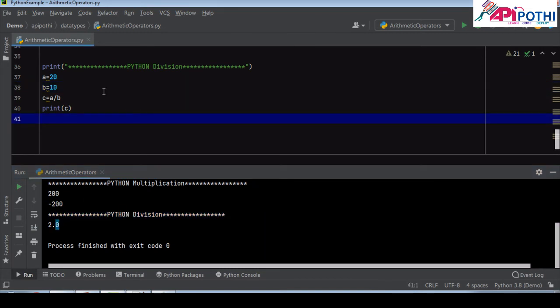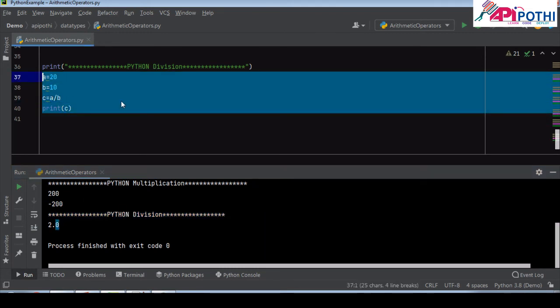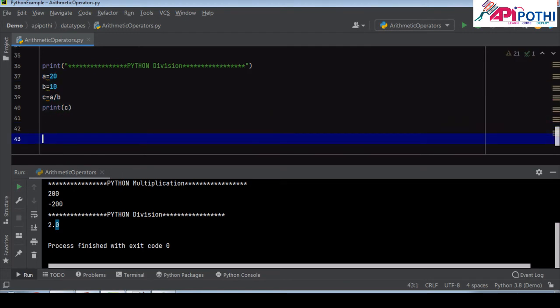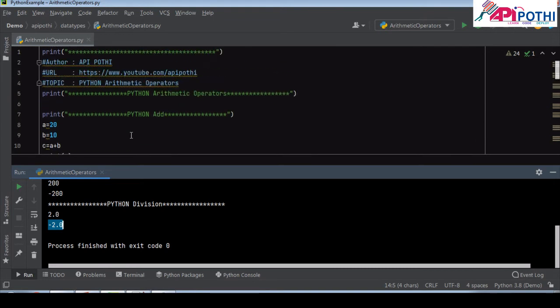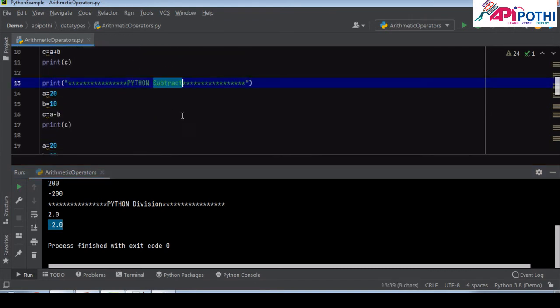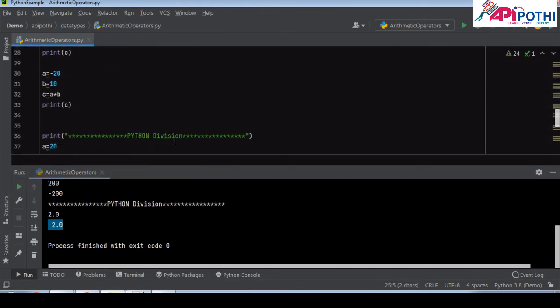Now what we can do, copy this one and just give the minus sign here. Now run. It should give minus 2. It is giving minus 2. Correct. So we got to know add, subtract, multiplication, and division.